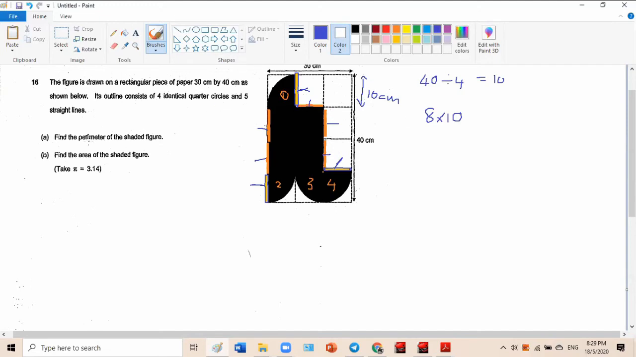Find the parameter here. So I added all of this, the parameter I'm shading, see on the left hand side. Yeah. So what else do I need to cover? I need to cover the circle, right? Can you see, people? So how many circles should I cover?